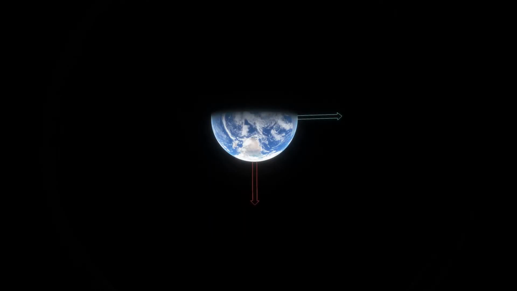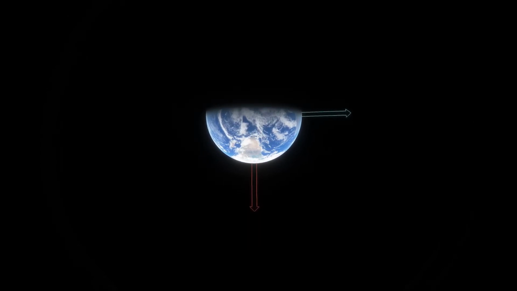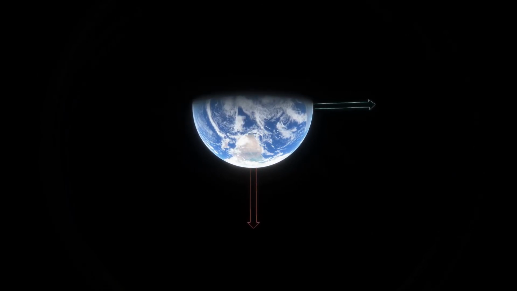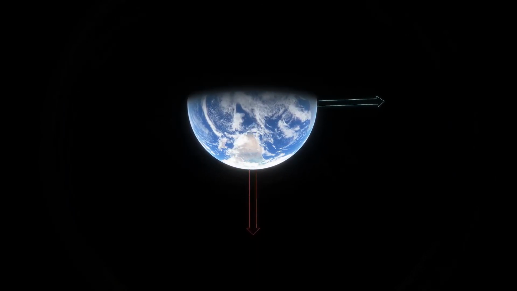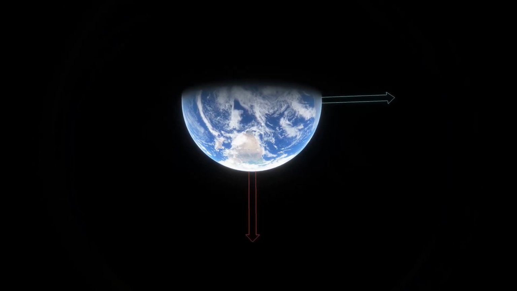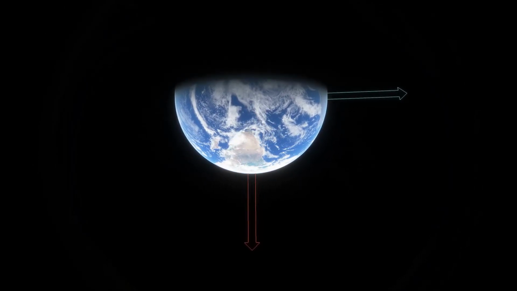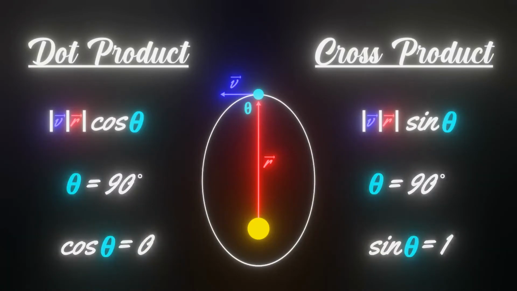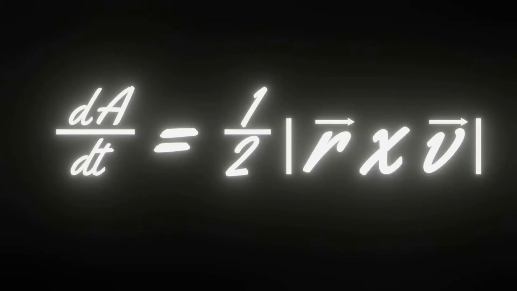The variables of r and v are represented by vectors, which will help us figure out why the areal velocity is constant. Now, because these variables are vectors, that means that the product between them is the product between 2 vectors. The question then arises, is this a dot product or a cross product? That question can be answered by looking at the formulas for each, and with that considered, we see that this must be a cross product because the angle between the 2 vectors is 90 degrees. We're now left with the formula dA/dt equals 1/2 r cross v.